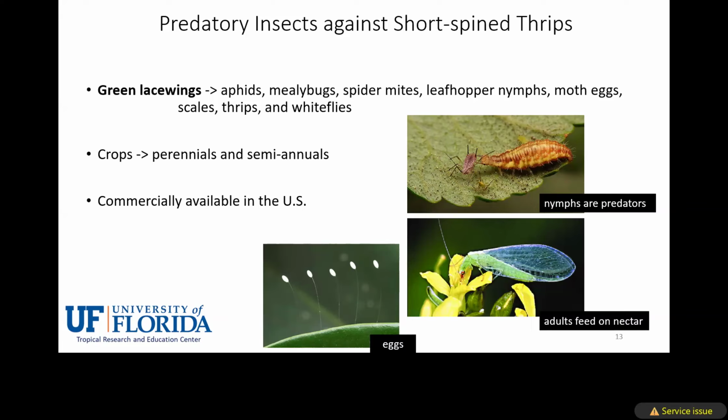And they look very different from each other. That's why they are called green lacewings. But the larva, as you can see here, is brown, it's not green. And it's also interesting to see how they lay their eggs. The picture that you see here is a silk stalk with the egg on top. So this is how they lay their eggs.